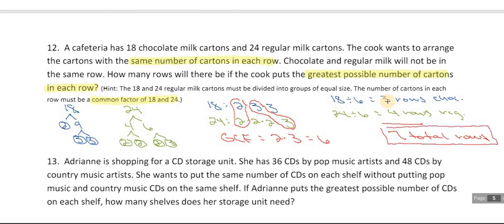Okay, so this one's a little tricky. We need to make sure we answer the question. It's going to be 6 milk cartons in each row, but that then equates to 7 total rows, 3 of chocolate and 4 of regular.